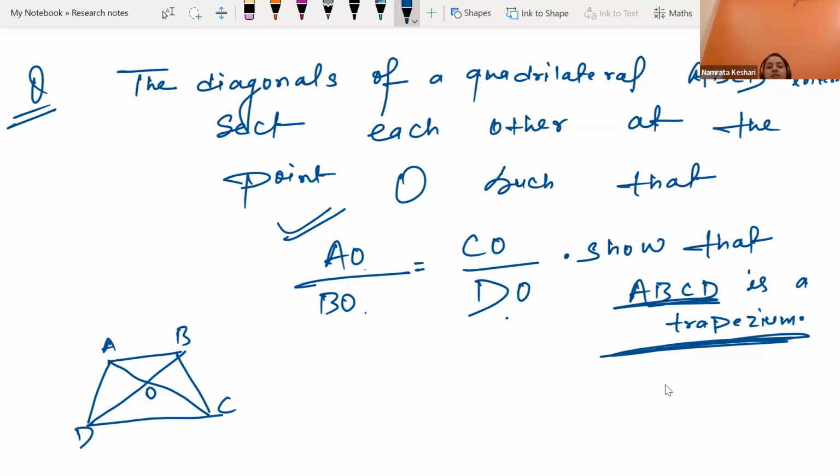If it is the converse of the previous theorem, then we will be using the same logic. Again we will be drawing a line EF. Construction, EF.